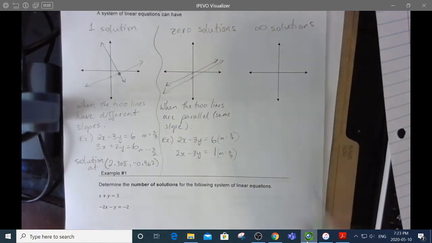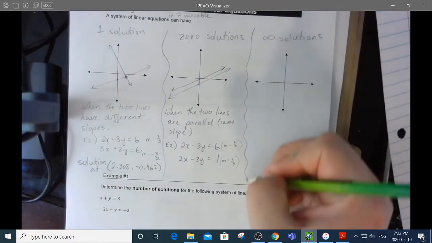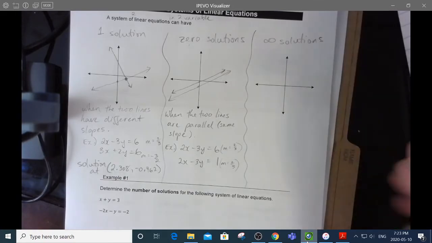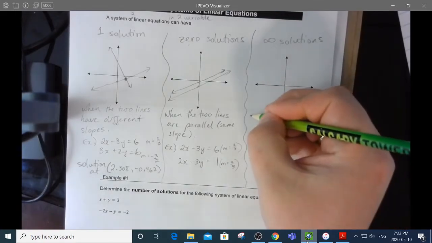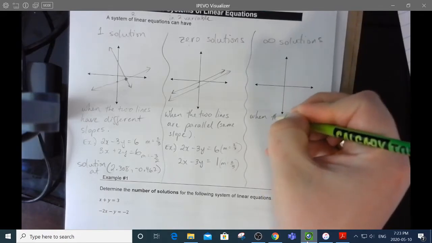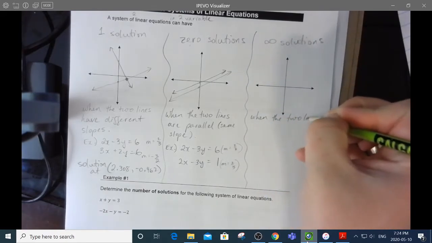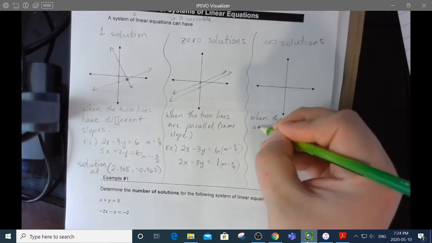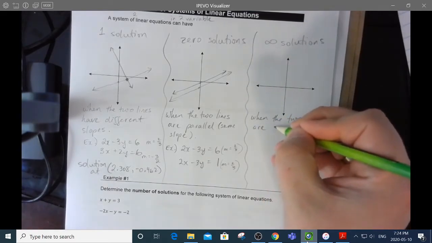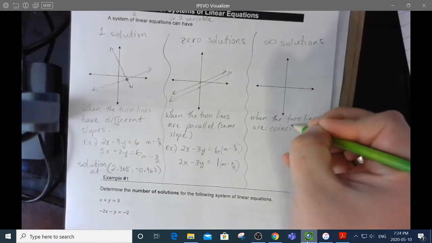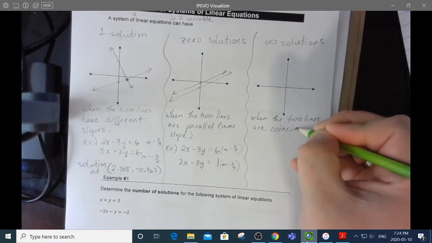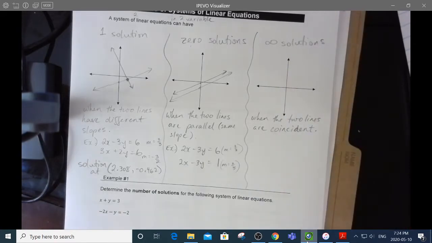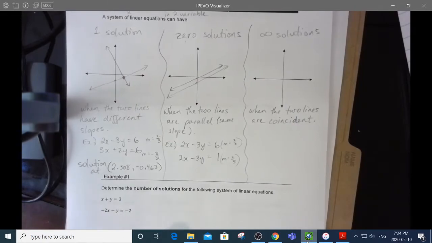Parallel lines never meet. So how on earth could they have infinite solutions? Well, let me give you an example. Let's first of all define it this way. It's when the two lines are, and the technical word for this in math is coincident. There we go, coincident. Think about the word in the basic everyday English language, coincidence.